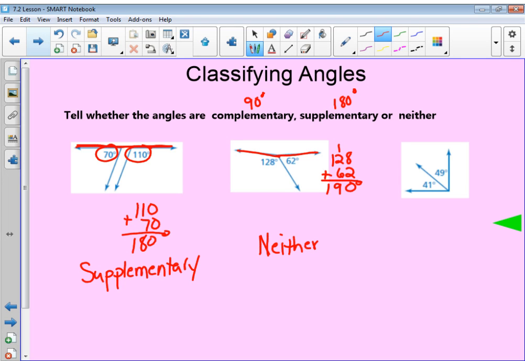And my last one, this looks like it's a right angle, but we need to just double check it. So 49 plus 41. If it equals exactly 90, then it's complementary. And it does. So there's our 90 degrees. This would be considered complementary.